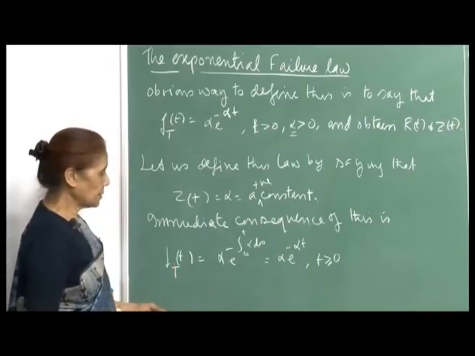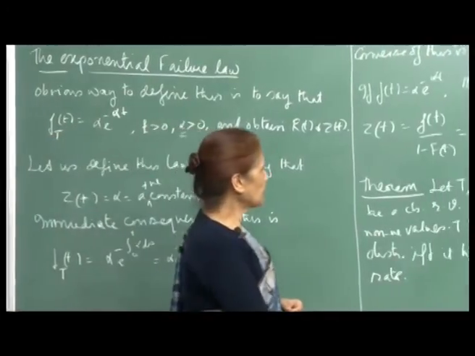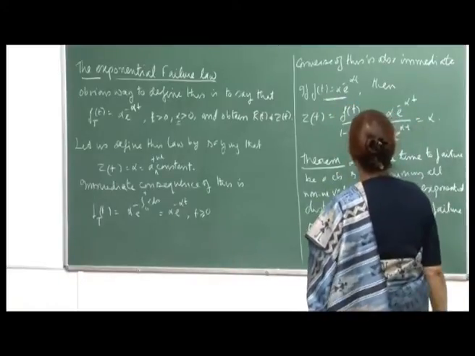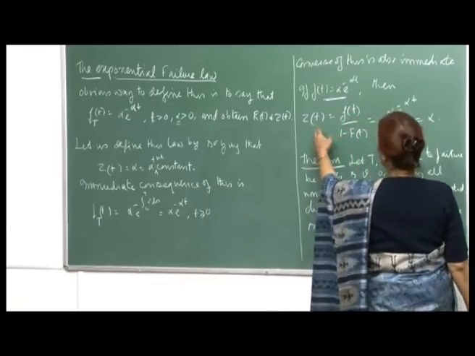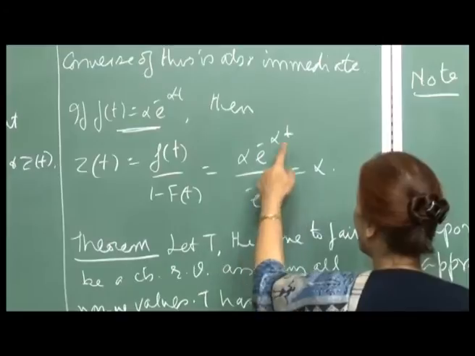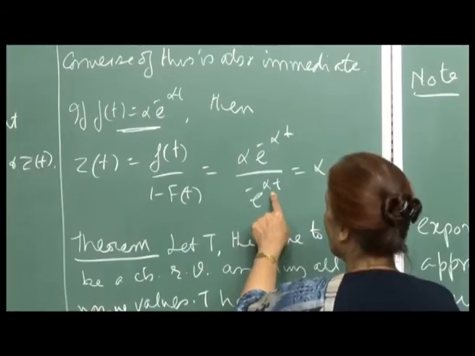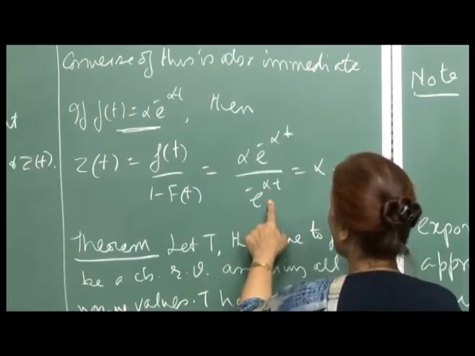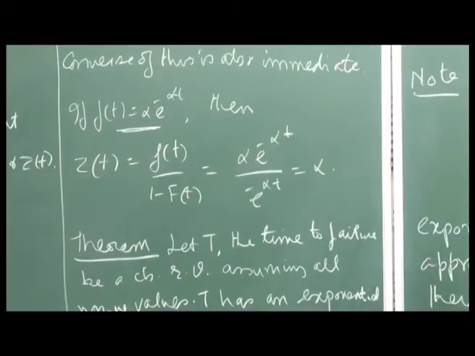So, immediately you compute the PDF of T, and the converse is also immediate. If you are given that f(t) is alpha e raised to minus alpha t, then we have already done this computation, but let us go through it again. So, z(t) is f(t) upon 1 minus F(t), which is R(t). Here f(t) is alpha e raised to minus alpha t, and 1 minus F(t) is e raised to minus alpha t, which is the probability that capital T is greater than small t. So, it comes down to alpha. So, this is the constant. So, your z(t), the failure rate, is constant.